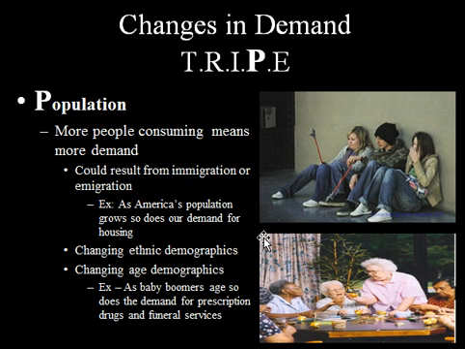The fourth factor is population. More people consuming means more demand, and this could result from immigration or emigration, people coming into the country, or people moving out of the country. As America's population grows, so does our demand for housing. So does our general food consumption, etc.